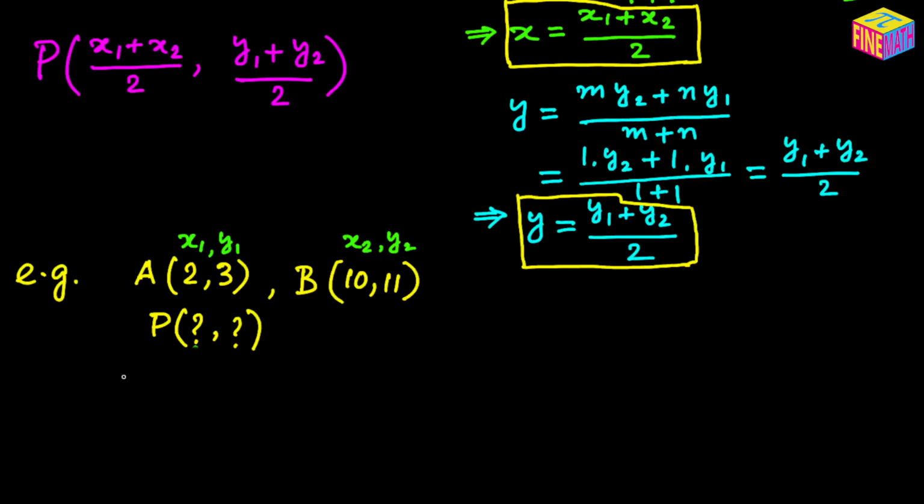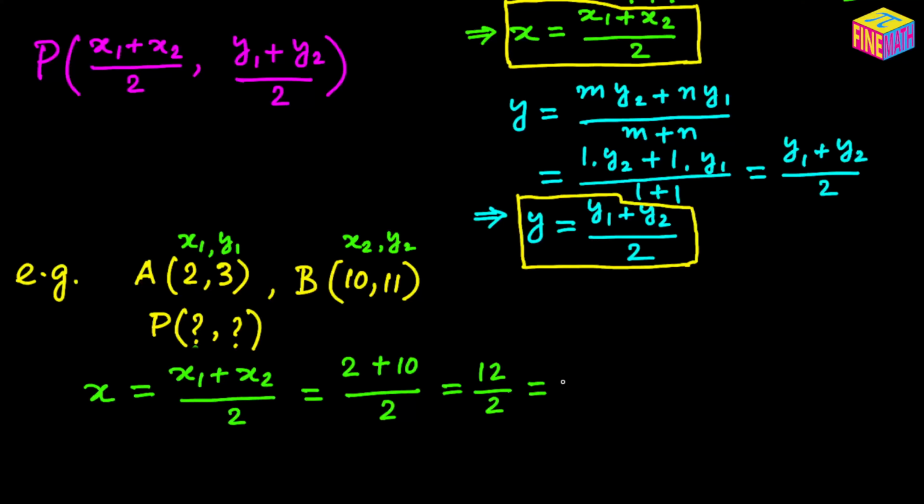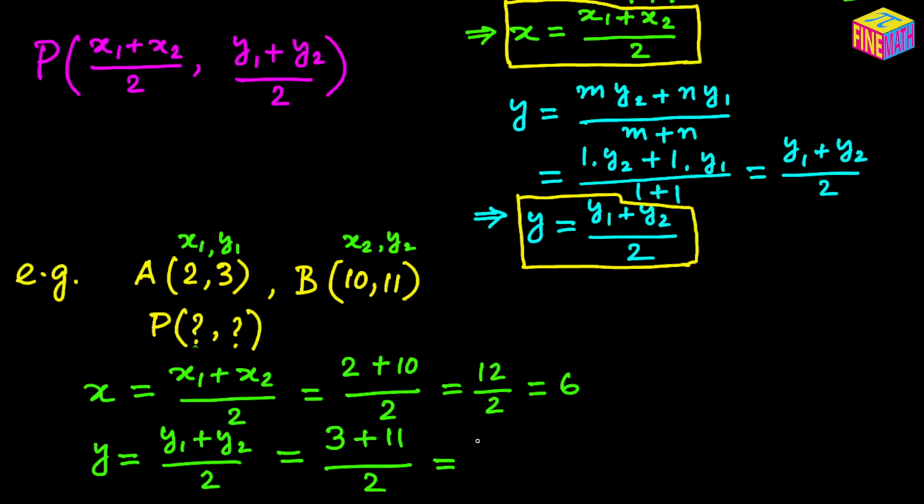So the x coordinate of P will be x sub 1 plus x sub 2 divided by 2, and that will be equal to, what is our x sub 1, which is 2, and then what is x sub 2, that is 10. So divided by 2, that is actually 12 divided by 2, and that is 6. Right? So that's the x coordinate of the midpoint. And similarly, what would be the y coordinate? Well, the y coordinate would be y sub 1 plus y sub 2 all divided by 2. In this case, what is y sub 1? That is 3 plus what is y sub 2? That is 11 all divided by 2. That is actually 14 divided by 2, and that is equal to 7.